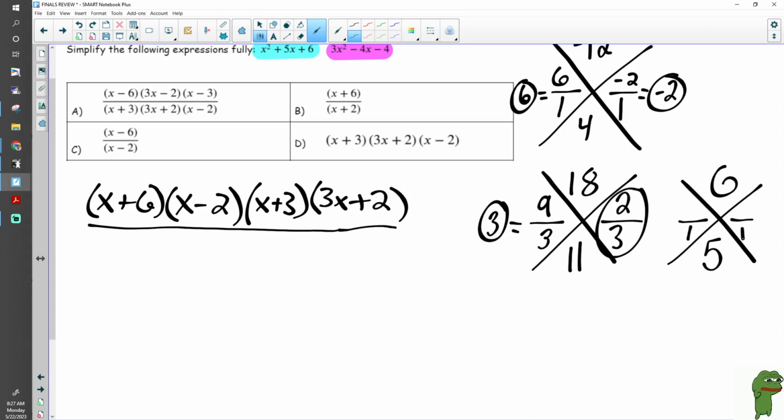Two numbers that multiply to 6 and add up to 5 are 3 and 2. So we have the factor 3 and the factor 2. That blue was on the bottom of a fraction, so we're going to put those two factors in the denominator, the bottom. X plus 3 and x plus 2.